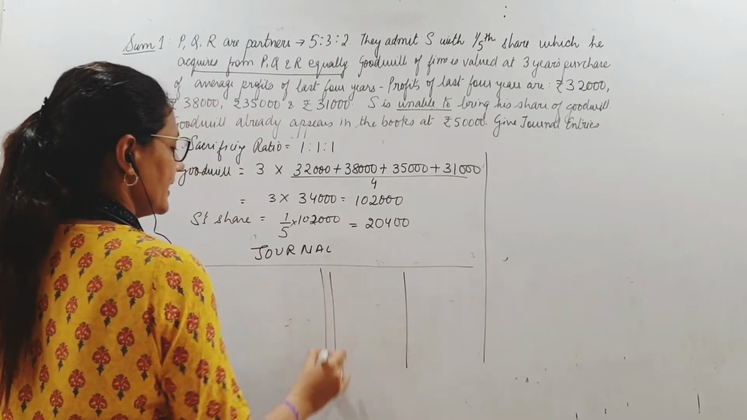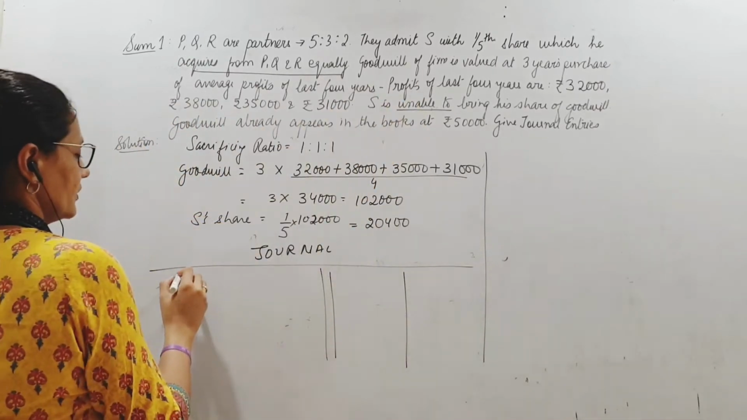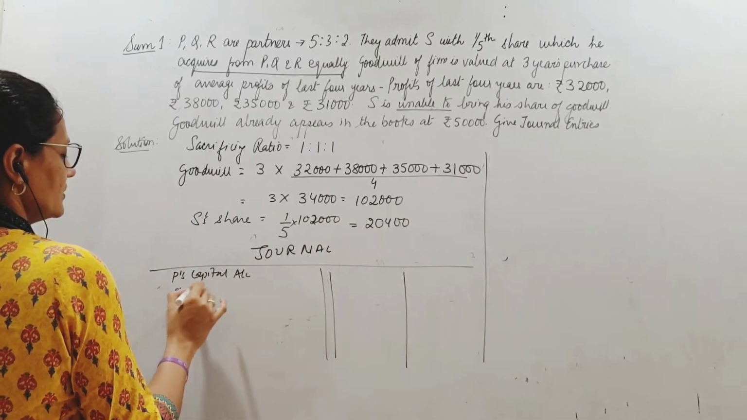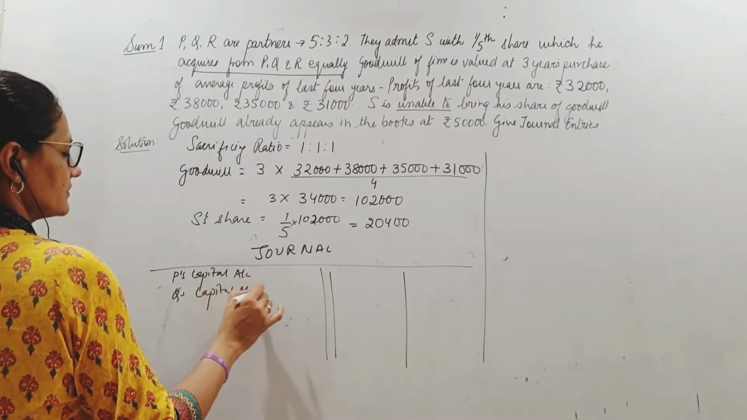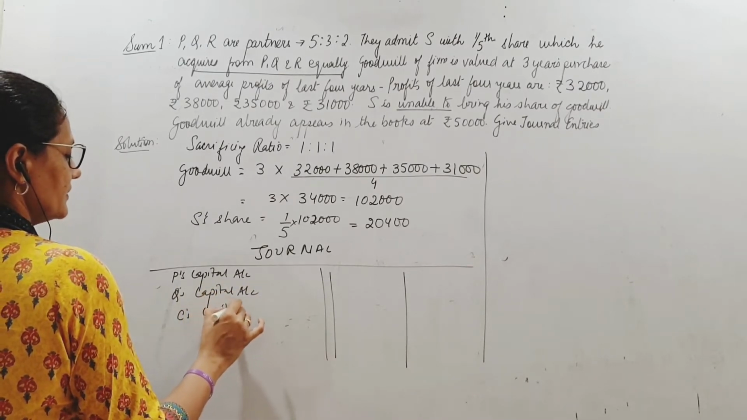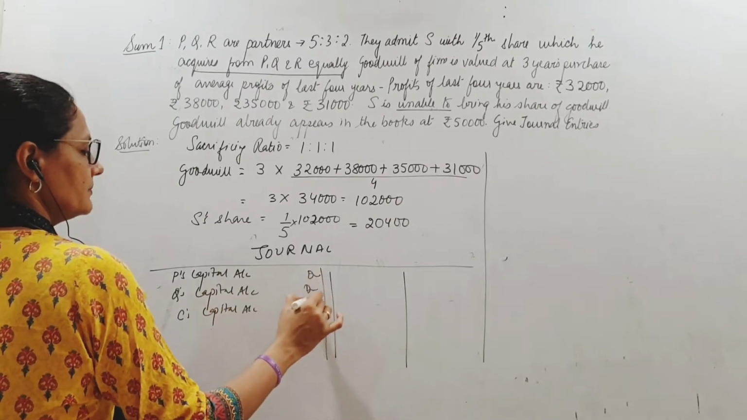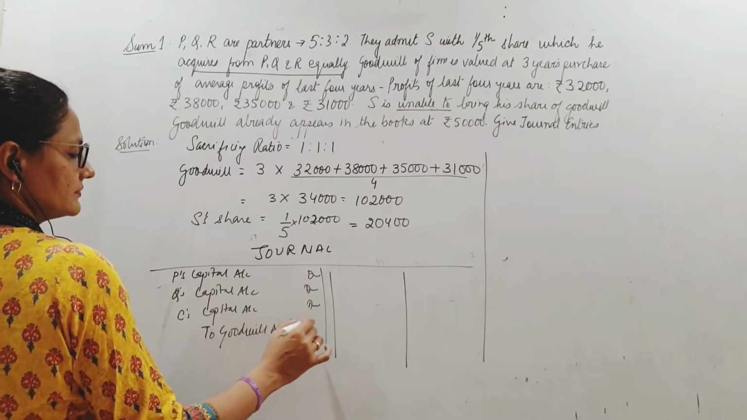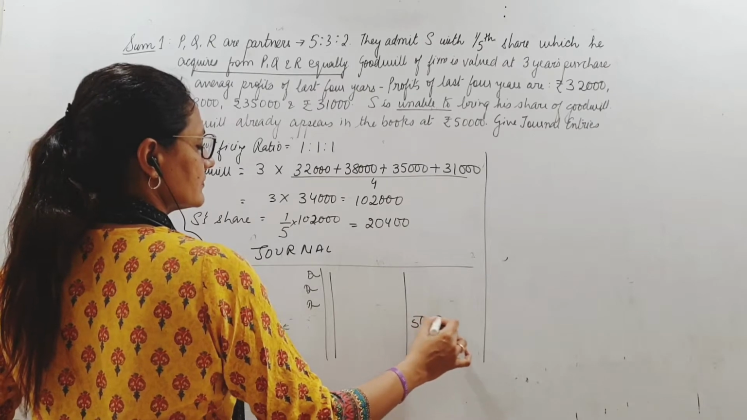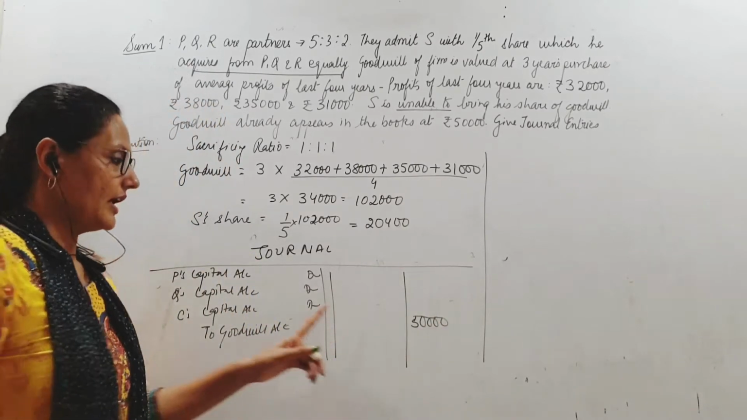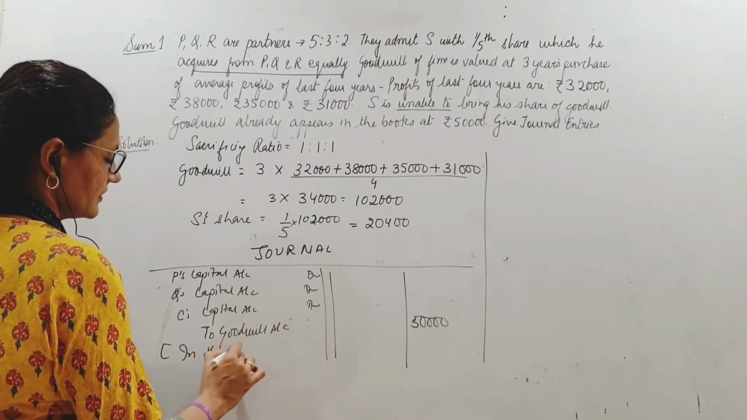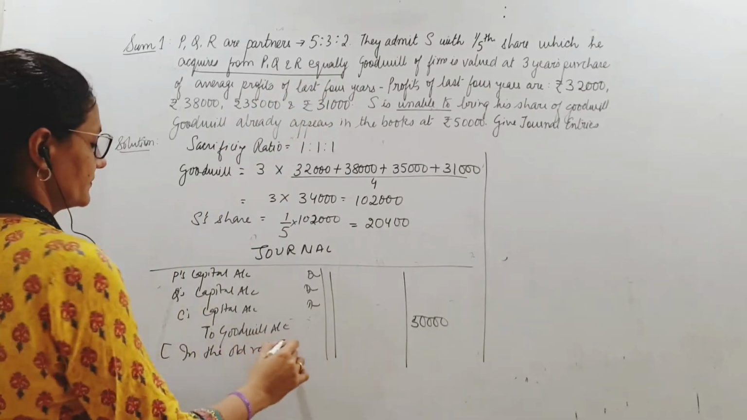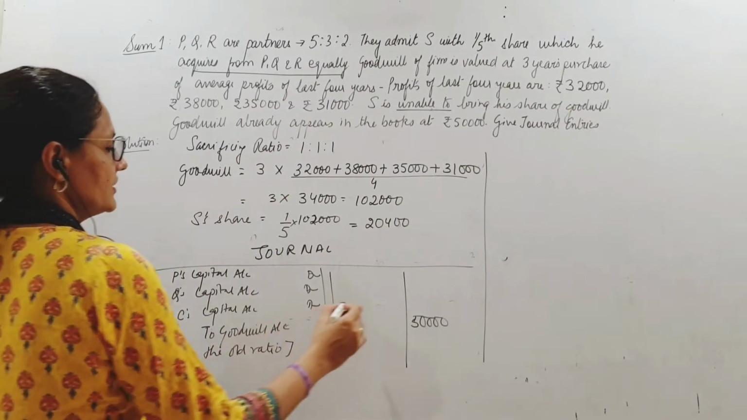First entry, let us write off this existing goodwill. P's capital account, Q's capital account, and R's capital account. We will debit them and we will credit goodwill account with 50,000. This is in the old ratio. What is the old ratio? 5:3:2. So divide that by 10. 10,000.